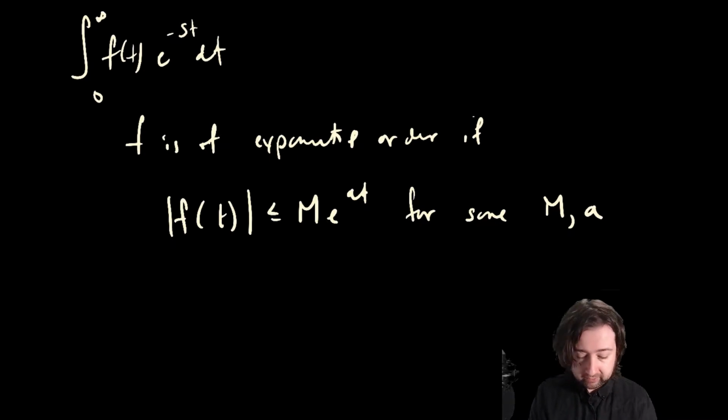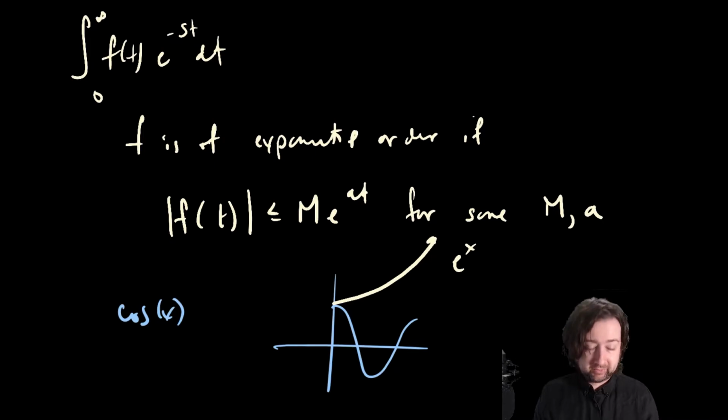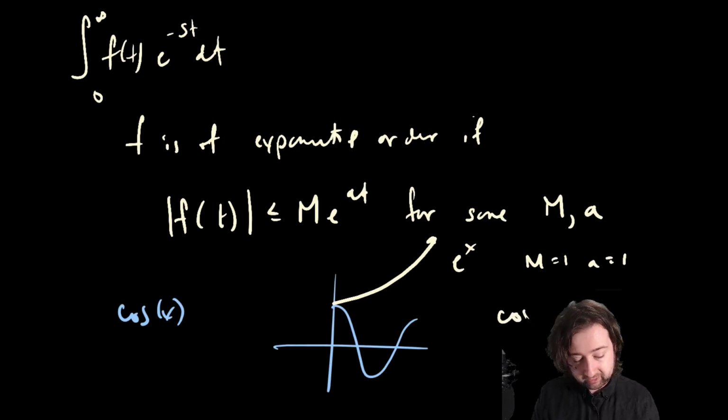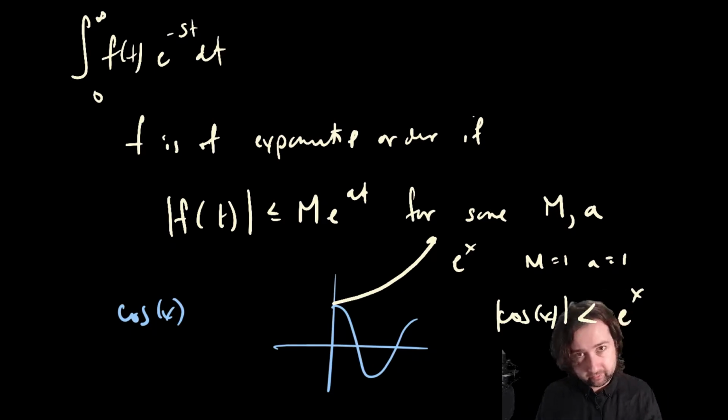For example, the cosine of x. Well, since cosine of x looks like this, it's pretty obvious that from 0 to infinity, cosine of x is just trapped underneath e to the x. So in this case, m would be equal to 1 and a would be equal to 1, and then we can just say that the cosine of x in absolute value is always underneath e to the x. And so cosine of x is of exponential order.